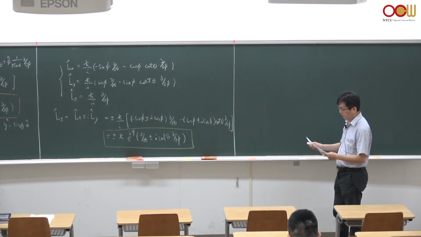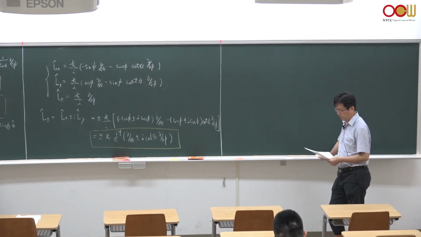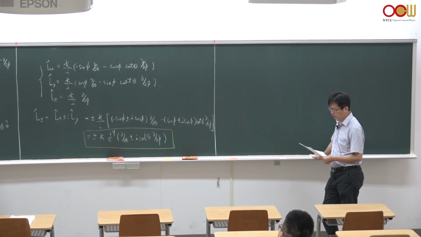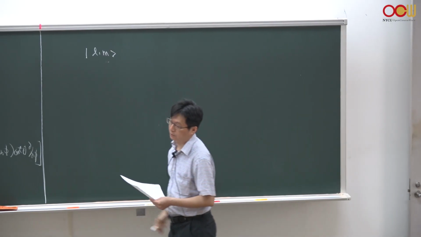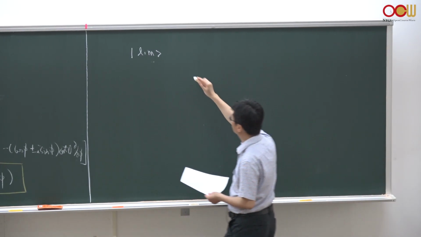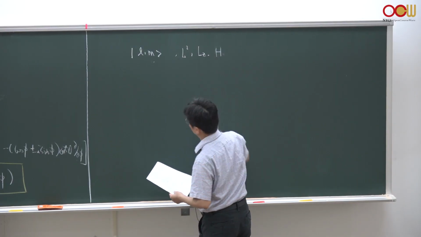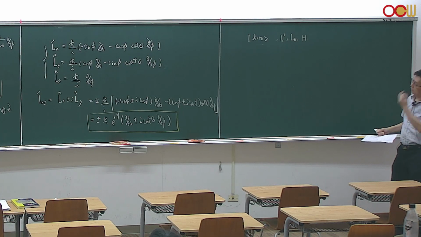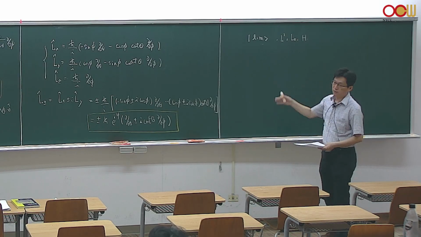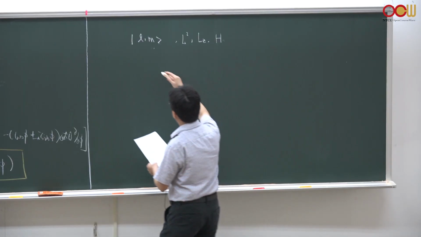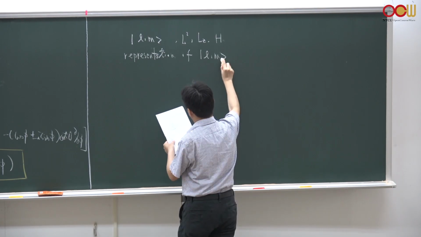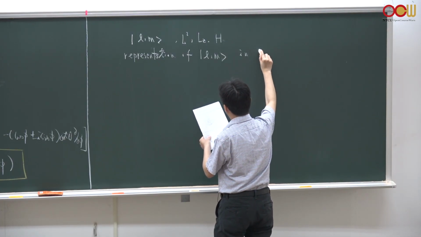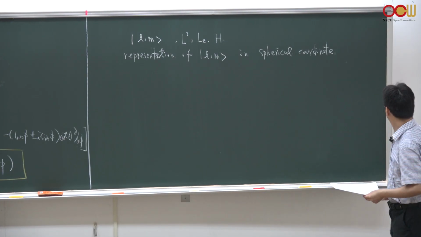We will take advantage of such angular dependence of this angular momentum operator to try to construct these eigenstates, the simultaneous eigenstates of L squared, Lz, and the Hamiltonian. But we know that it is more convenient if we express everything in terms of spherical coordinates. So that's what we'll do. We try to represent these simultaneous eigenstates in spherical coordinates, because this is what we should do.